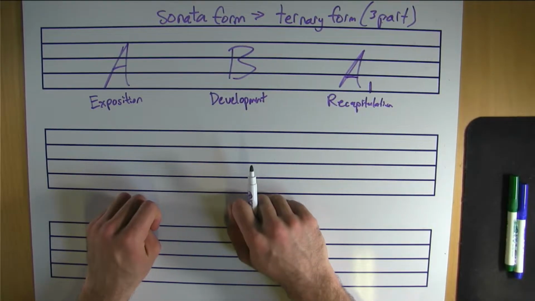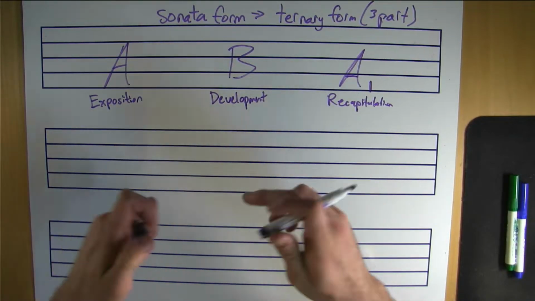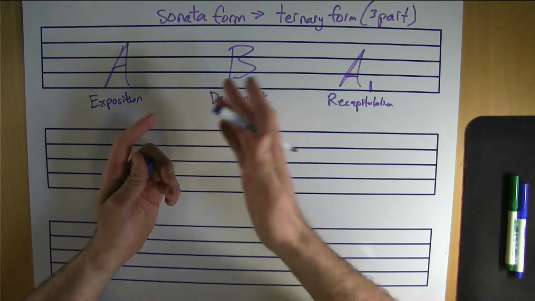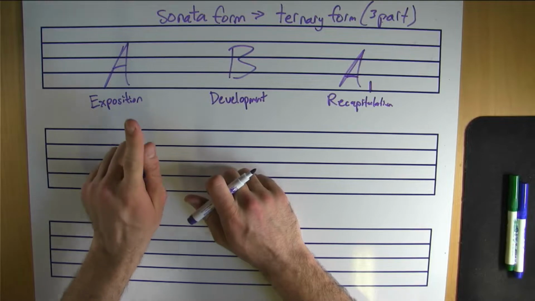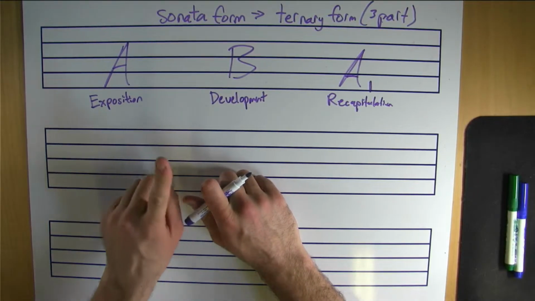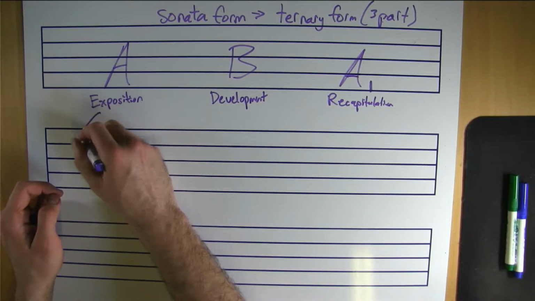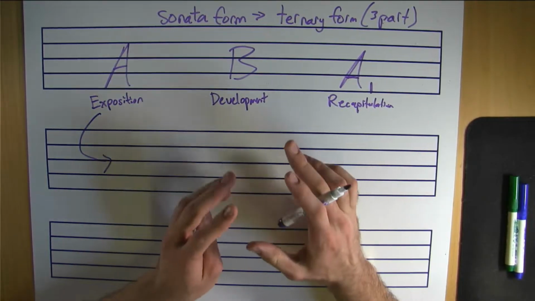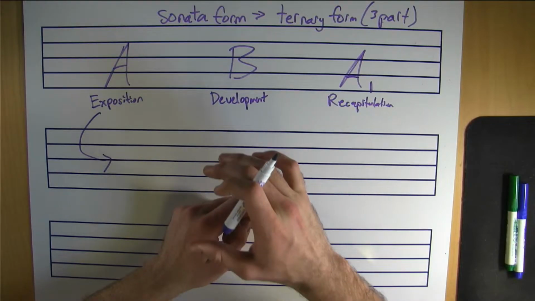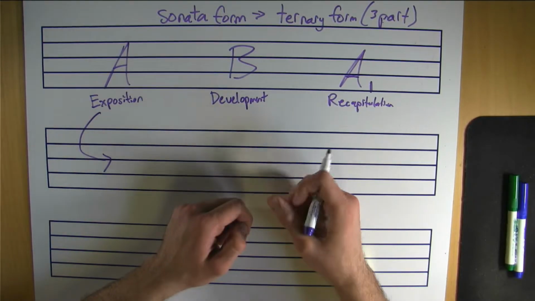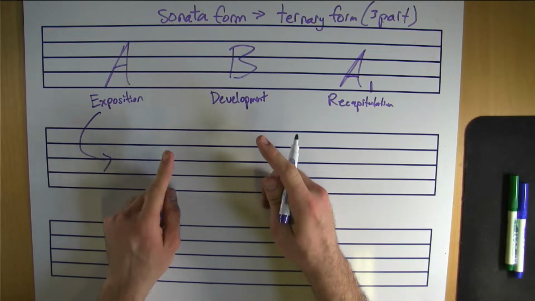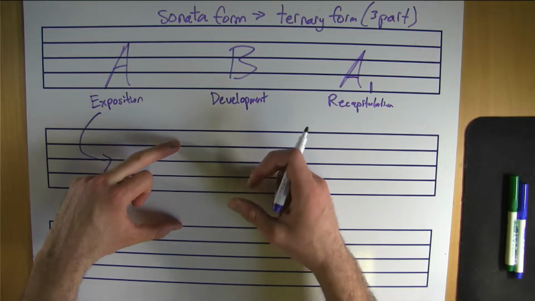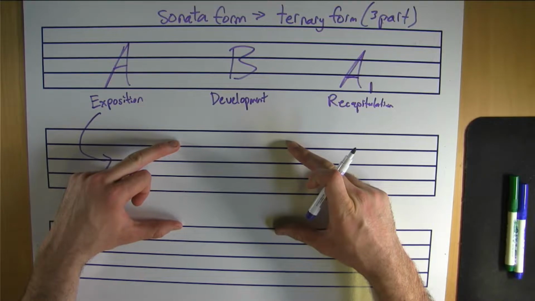in the B section. So, okay, how is this different than ternary form, really? Because this is kind of ternary form. In each section, there are specific things that happen. So, in the exposition, the most important thing, the defining characteristic of sonata form, is the conflict between one group and another group.